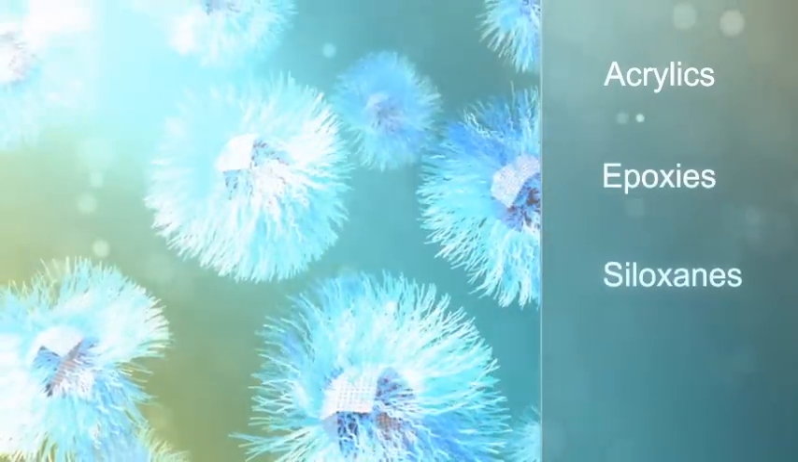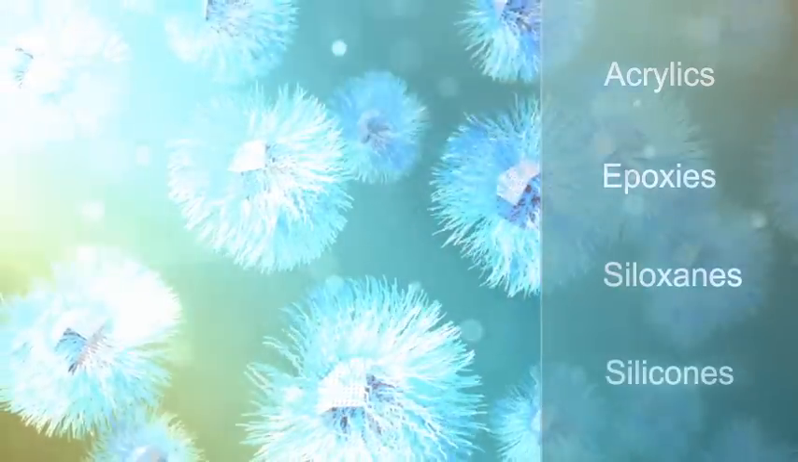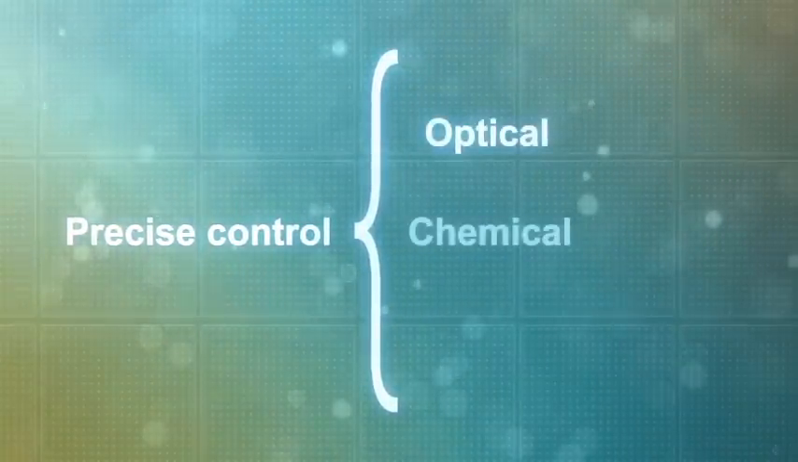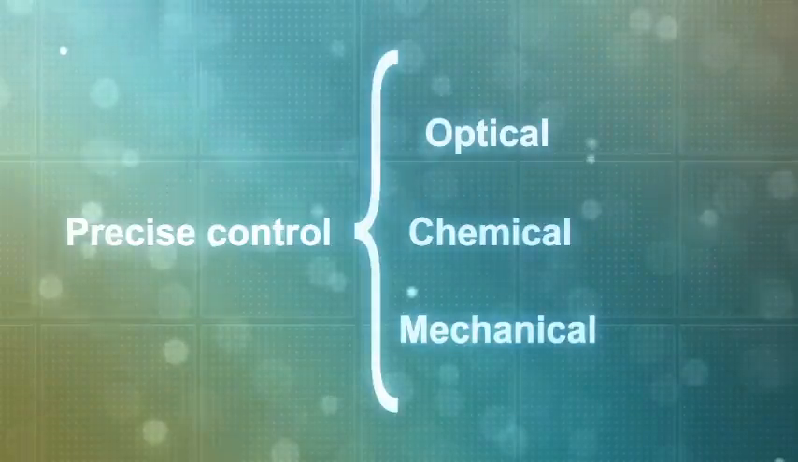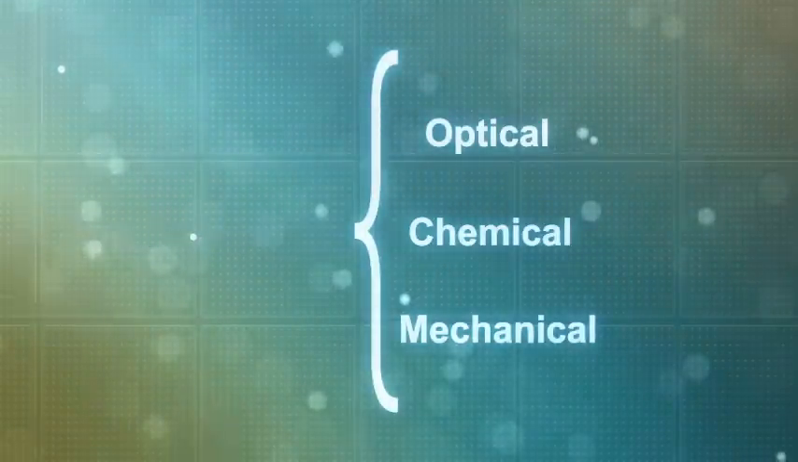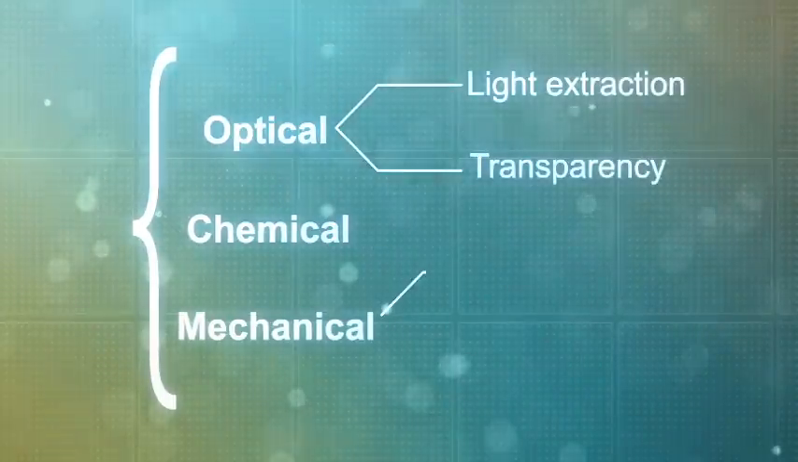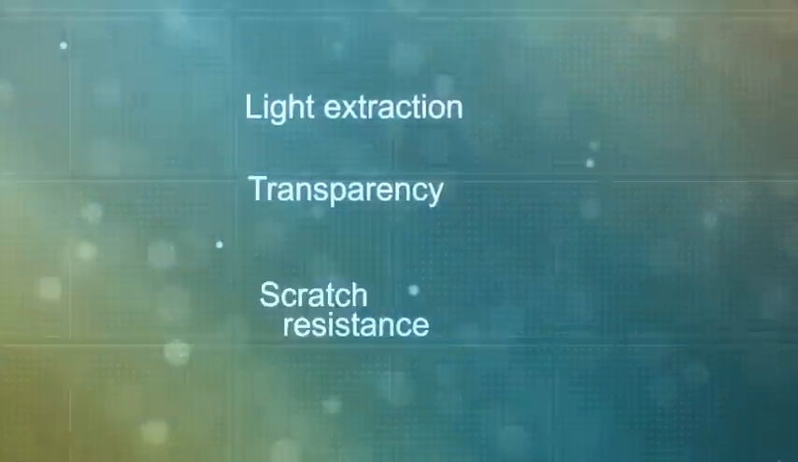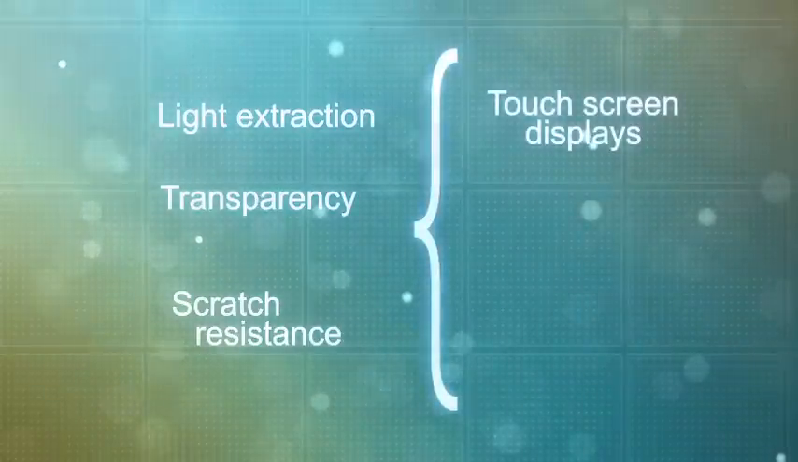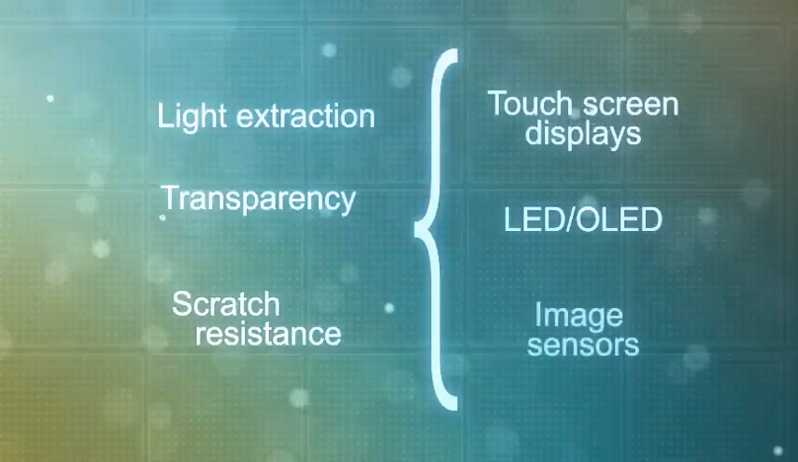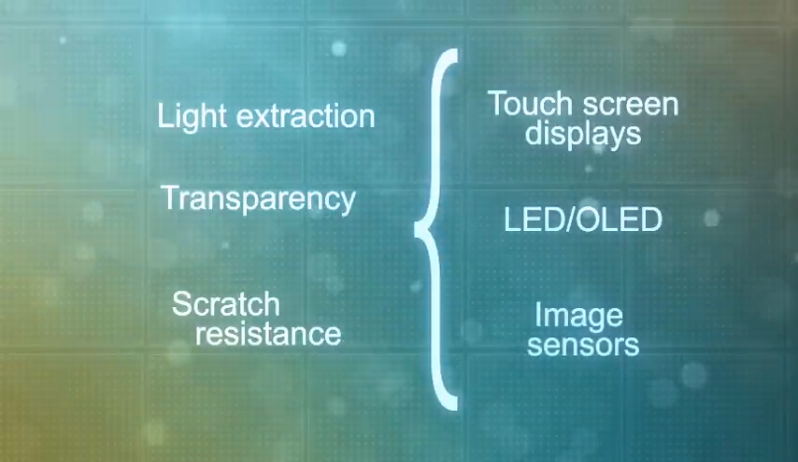epoxies, siloxanes, and silicones. These clear dispersions allow Pixelligent to deliver precise control over the target application's optical, chemical, and mechanical properties, enabling Pixelligent to deliver unparalleled light extraction, transparency, and scratch resistance to products ranging from touchscreens for displays to LEDs, OLEDs, and the image sensors used in your camera phone.